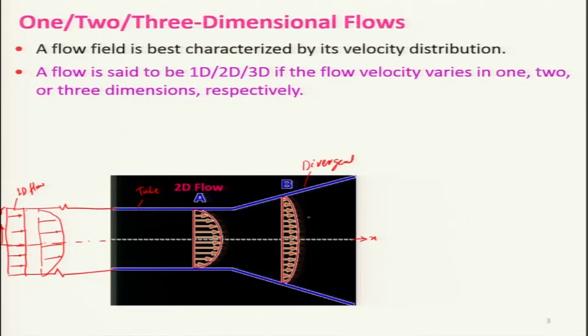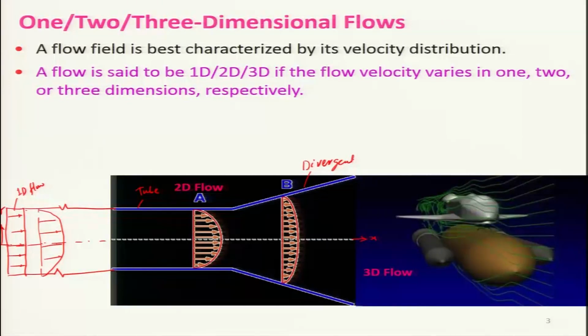Of course, when it goes into the divergent section, there will be a change in the velocity, and it will be changing in both the x direction and the r direction. So then the flow becomes two dimensional again. So let us look at the flow over a spacecraft, which is showing these streamlines. You can see the flow is three dimensional in nature. In nature, generally the flow will be three dimensional.